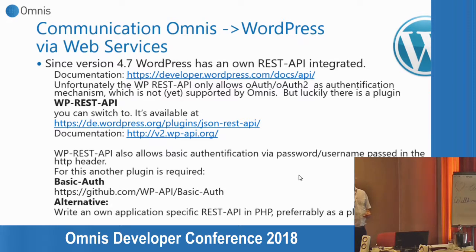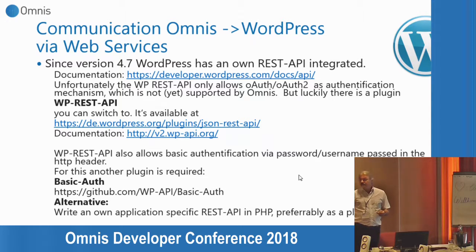And Omnis itself, as you know, acts as a REST server and client also perfectly. But then the drawback: since version 4.7, WordPress has its own REST API integrated, very good. But for a lot of functions, and especially for writing, we need some authentication, because otherwise you would allow anybody to write into your WordPress database by using the REST API, creating posts, creating pages, or manipulating pages, and this is not what you really want.